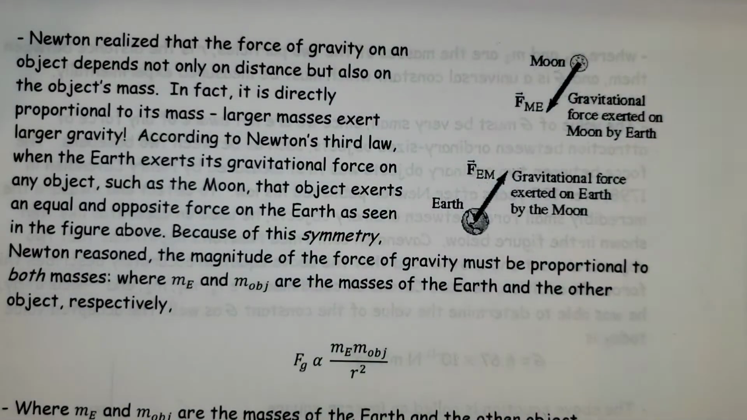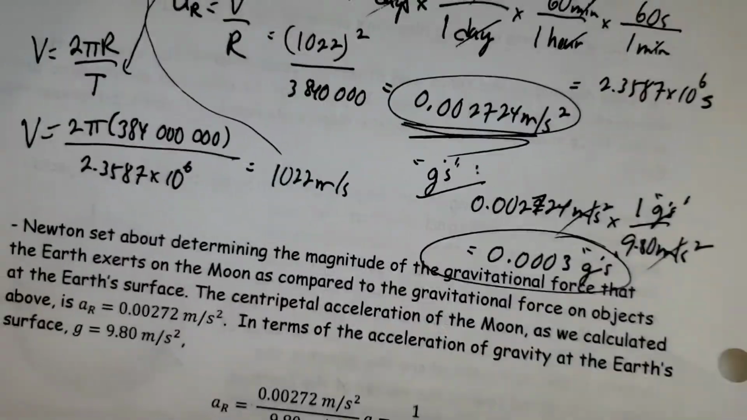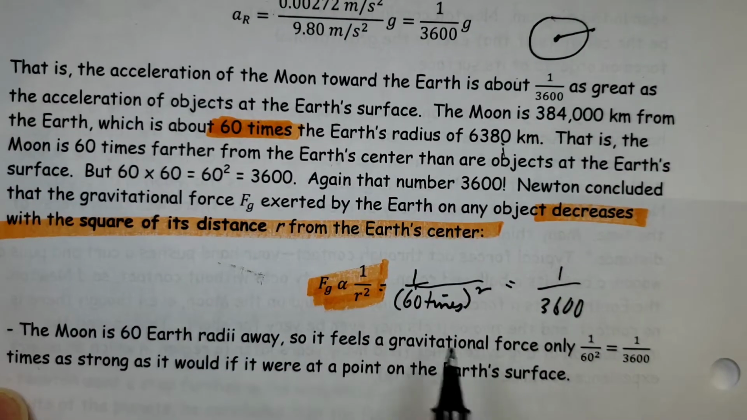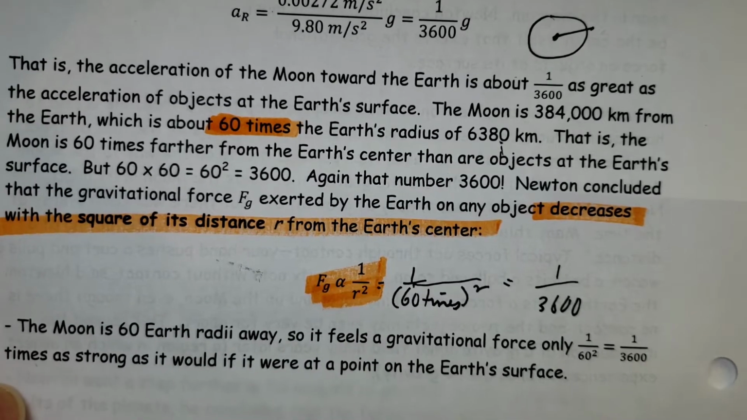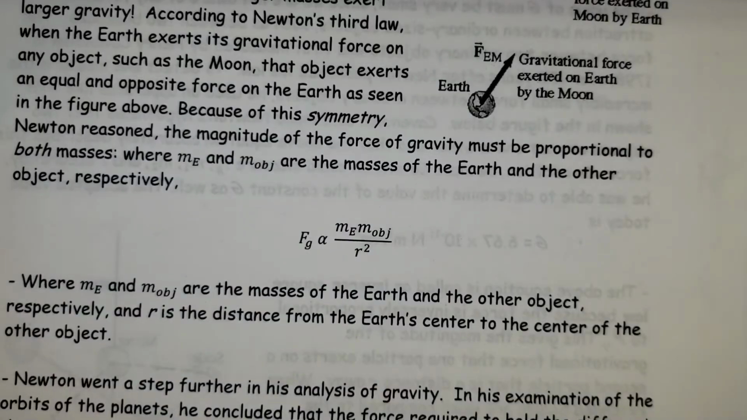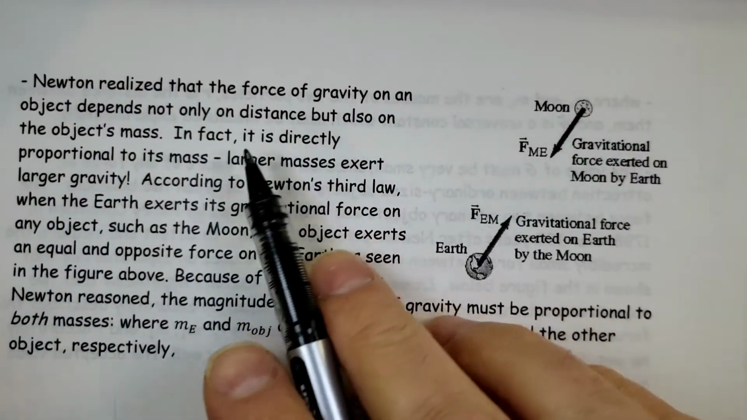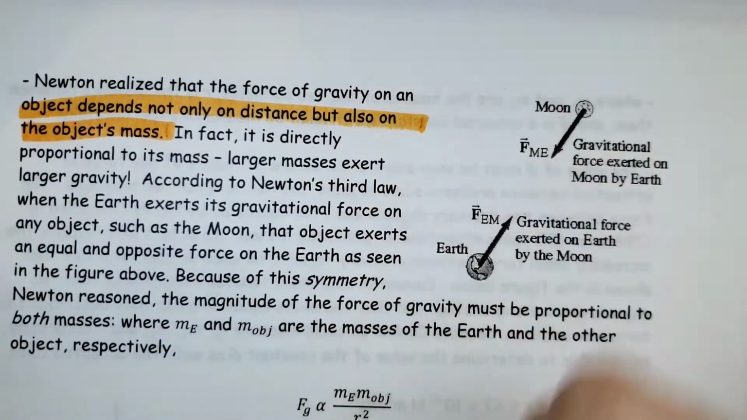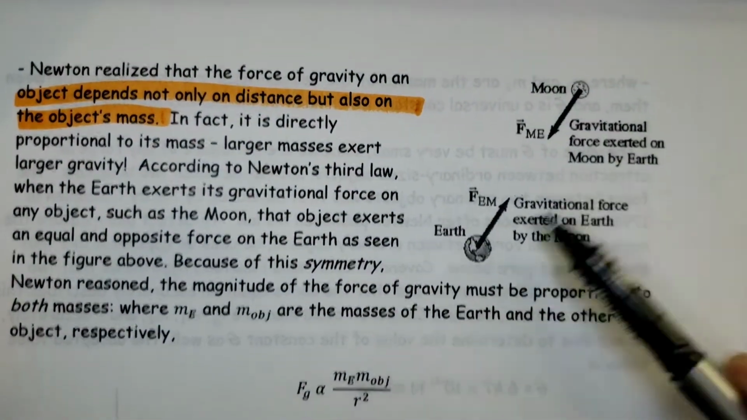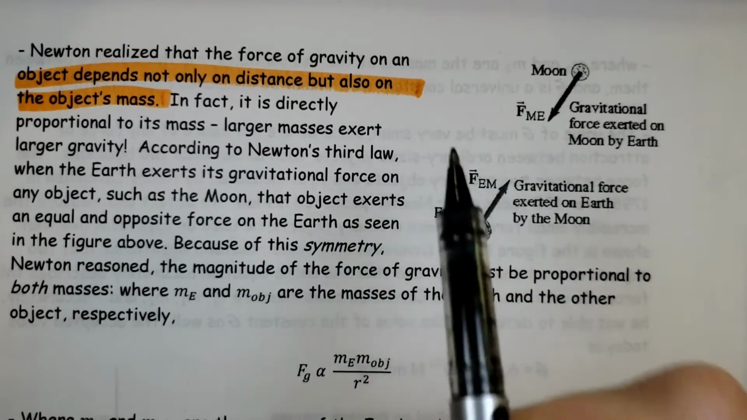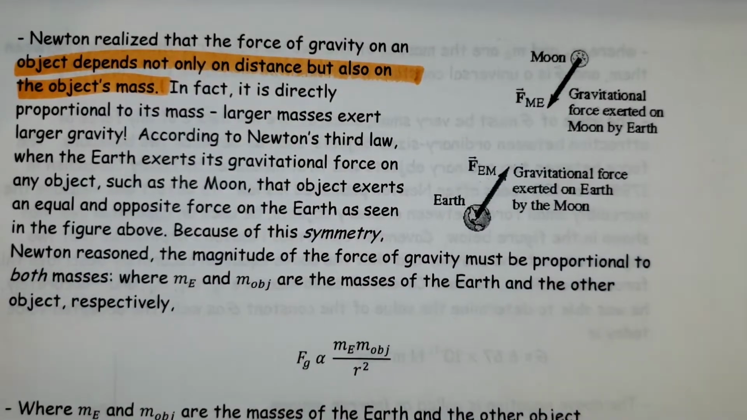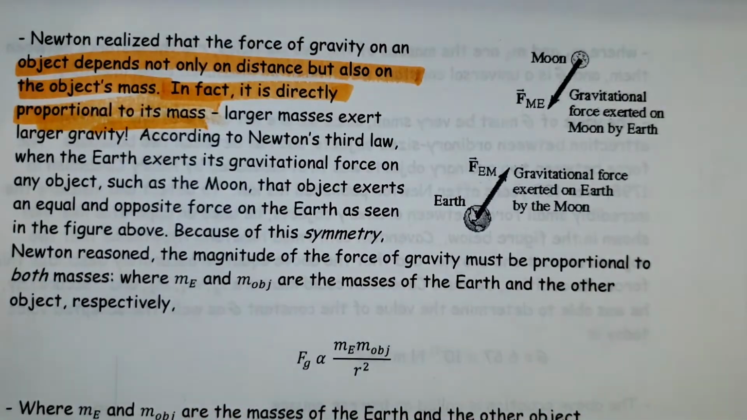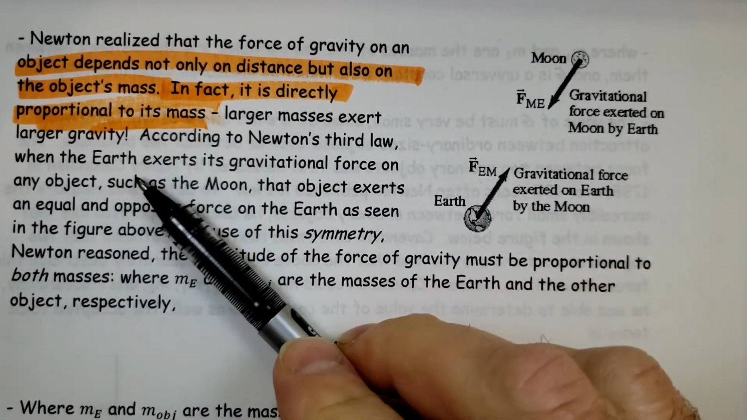So in the previous video, we looked at the relationship: how does the force of attraction change as the distance between objects changes? We saw that the force is directly related to 1 over r squared. Newton realized that the force of gravity on an object not only depends upon distance, but also depends upon how massive the objects are that we're talking about. So we're talking about huge objects here, Earth and Moon. In fact, it is directly proportional. What that means is the larger the mass, the larger the force of attraction. So larger masses exert larger gravity.